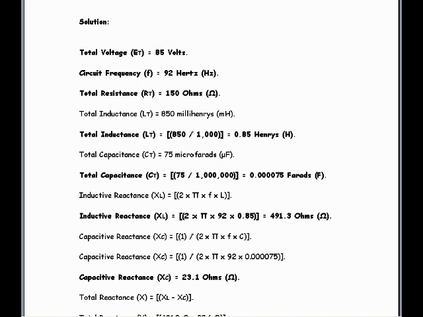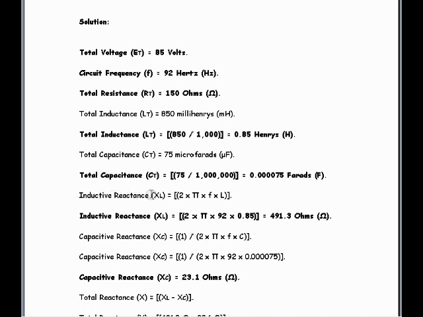The total resistance involved, either from the power station or a contained grid, is a resistance of 150 ohms. The total inductance is 850 millihenries, which means if we divide that by 1,000, we have 0.85 henries of inductance. The total capacitance is 75 microfarads, which means we divide 75 by 1 million, since 1 millionth is micro, whereas 1,000th is milli. So when we do so, we get 7.5 times 10 to the negative 5 power farads.